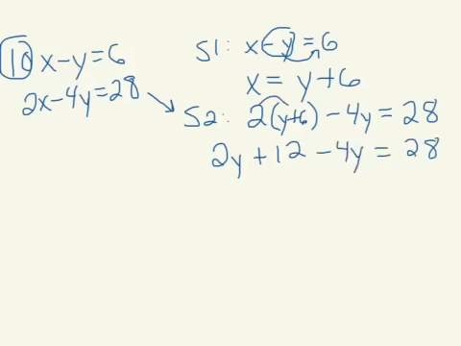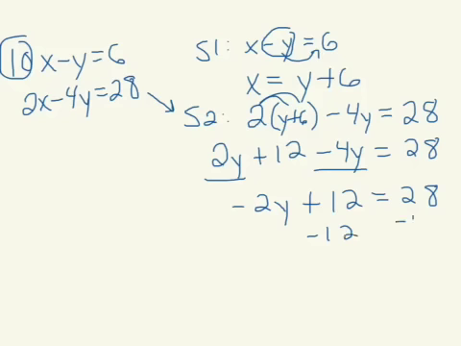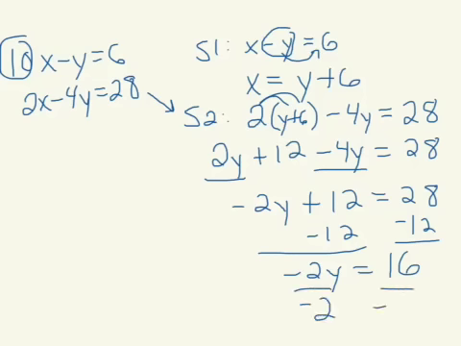That first step was to distribute. Then I combine like terms. 2y and negative 4y are on the same side, so combine them to make negative 2y. So negative 2y plus 12 equals 28. I would subtract 12 from each side, and I would be left with negative 2y is equal to a positive 16. I would then divide both sides by negative 2. And that leaves me with y equals negative 8.